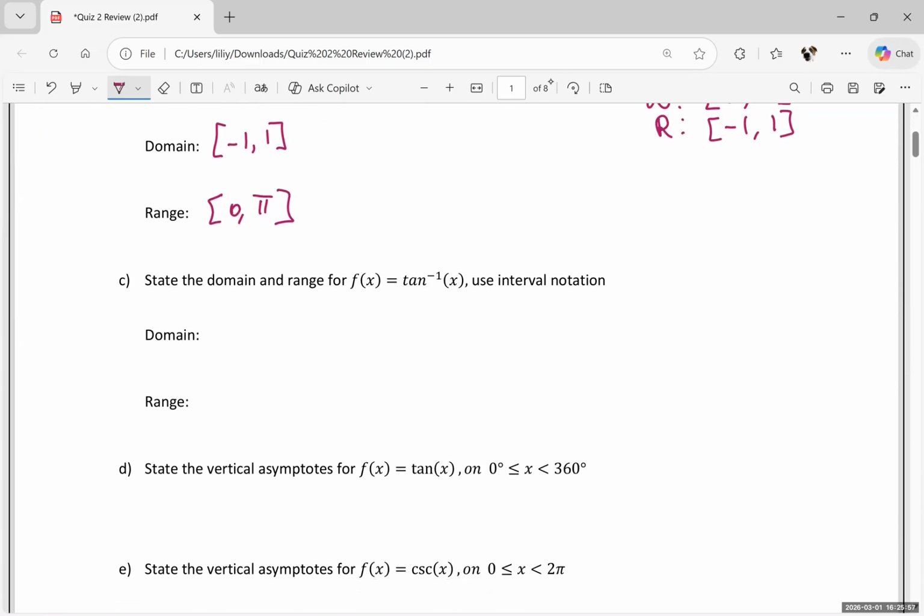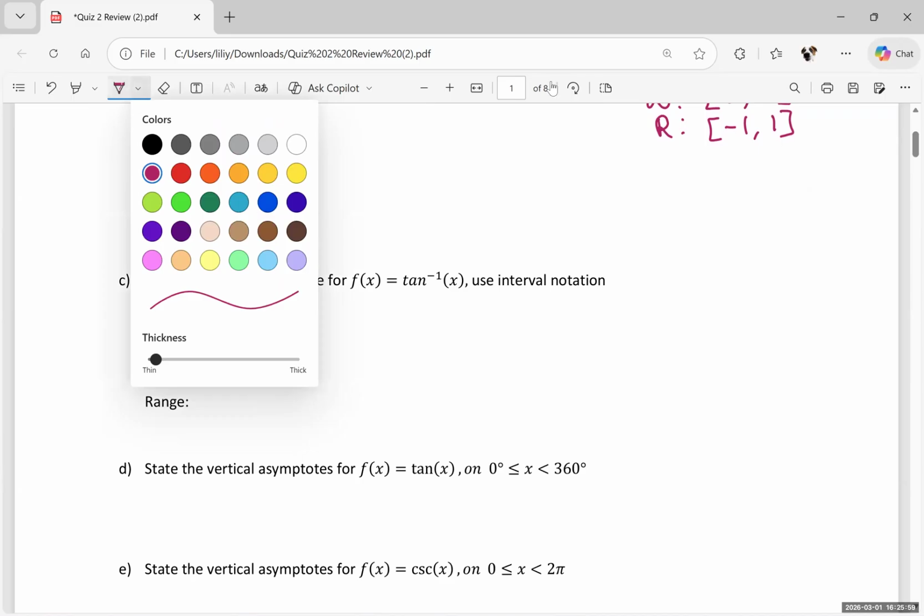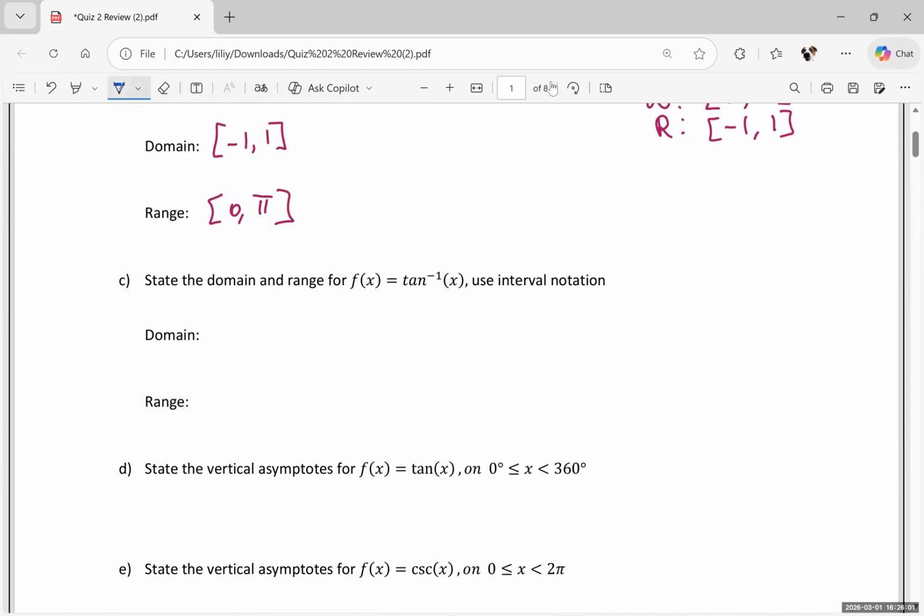Now, tangent function. So you need to recall that for tangent, it is very similar to sine. The only difference is that the endpoints are not included in the interval. So the domain would be from negative pi over 2 to pi over 2 with parentheses instead of brackets. That excludes the endpoints. And then the range would be from negative infinity to infinity on the tangent function. There's no restriction on the range.